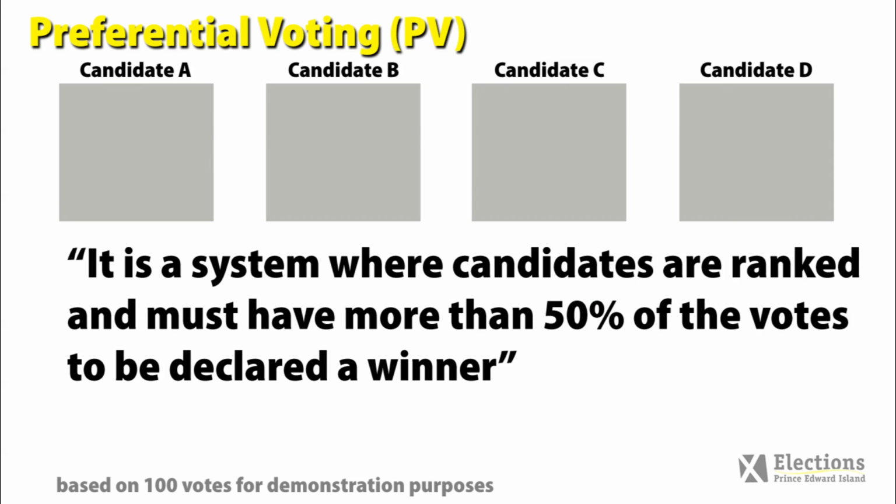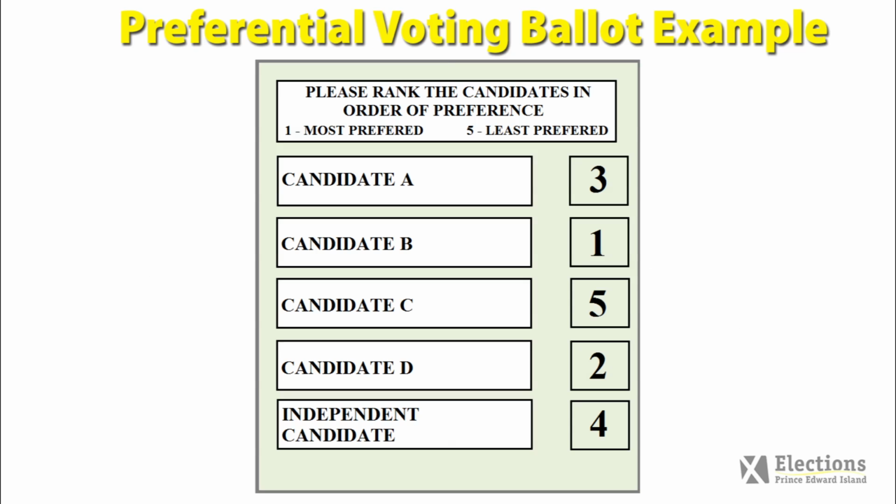The final system for consideration is called preferential voting. It is a system where candidates are ranked in order of preference and must have more than 50% of the votes to be declared the winner. On the ballot, you will rank in order of preference your choices, 1 for most preferred to 5 least preferred. You may rank as many or as few as you like.